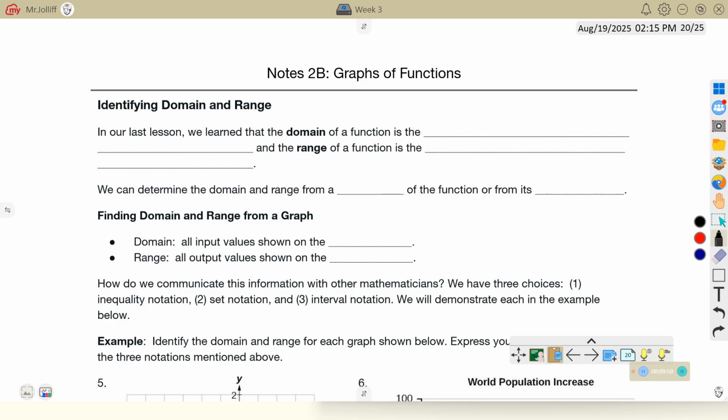So a quick reminder of those vocab words. Domain is my input or my output? Input or output? Show me on your thumbs, input or output. I see thumbs up. Good. Domain is input. That's our x values. So this is the set of all input or x values.